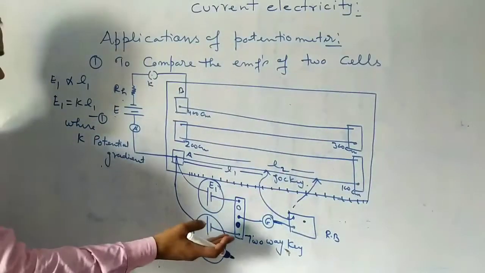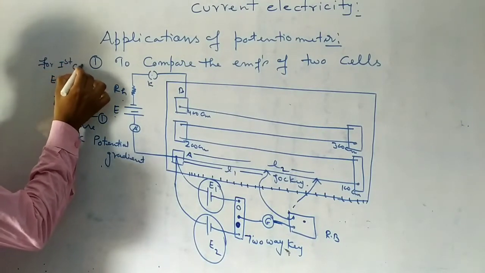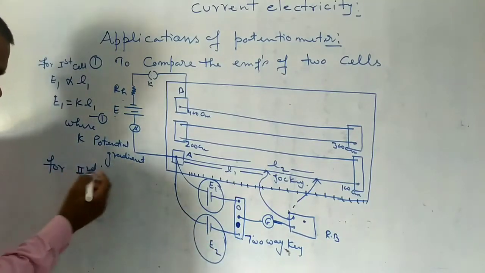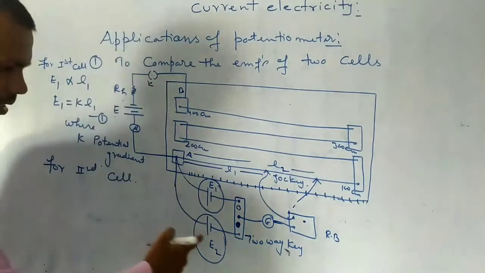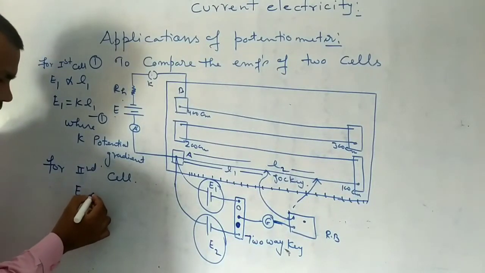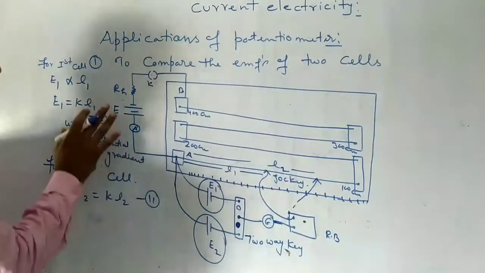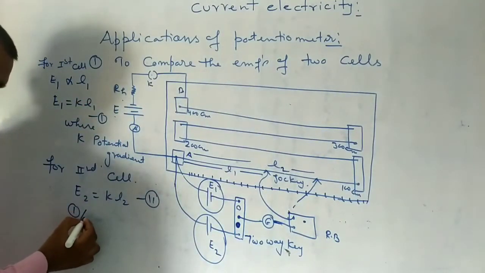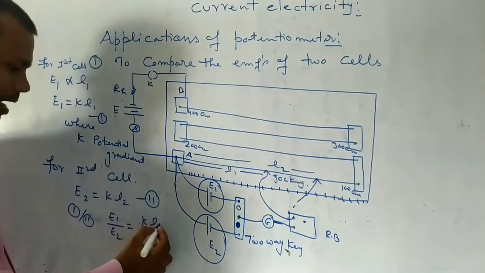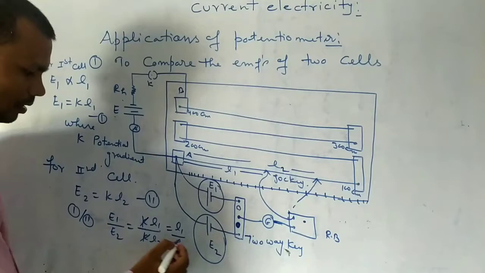Again the same thing holds for the second cell. Suppose L2 is the balancing length, so E2 = K L2. This is equation 2. Now, dividing 1 by 2, what do we get? E1 upon E2 is equal to K L1 upon K L2, the K cancels out, so L1 upon L2.